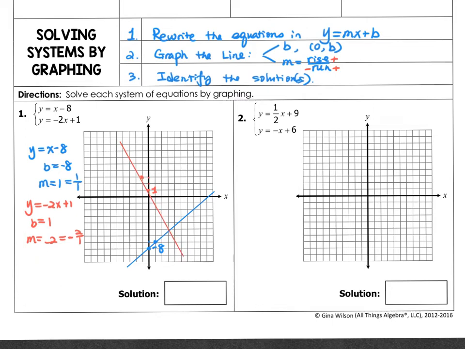I have to move this over a little bit because it's not on the, there we go. There we go. Why is it not moving?